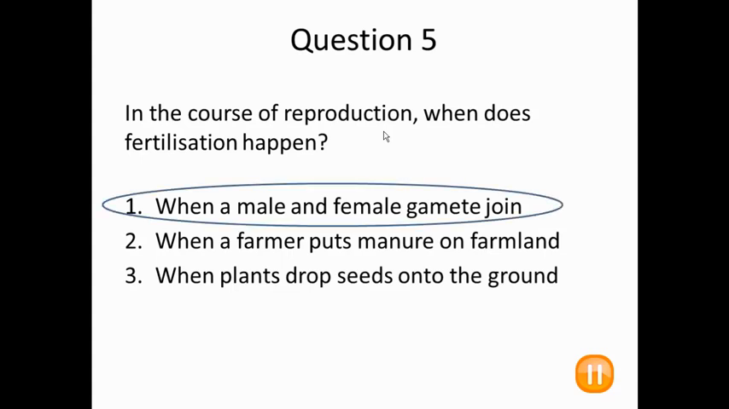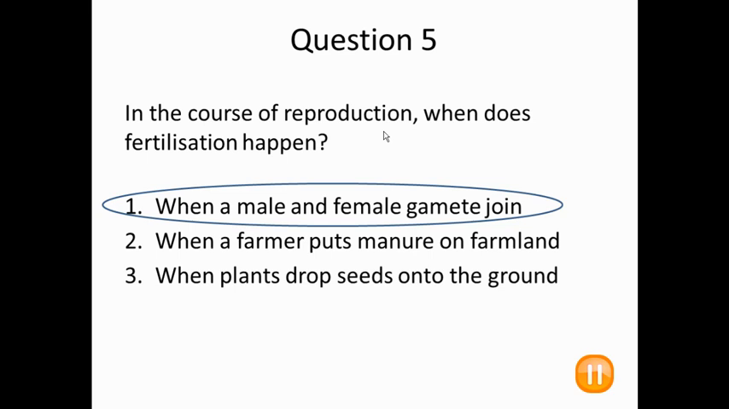Number 1, when the male and female gamete physically join. In humans, it's when an egg and sperm cell physically fuse together and bring their two nuclei of chromosomes together and create a whole new cell, that fertilisation moment.